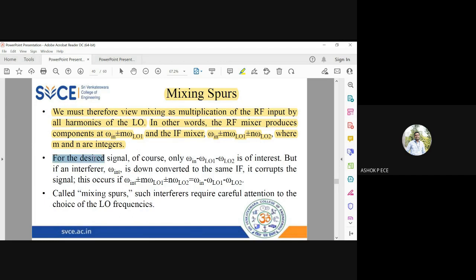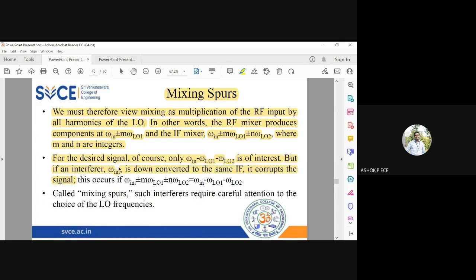For the desired signal, see here, m value equal to 1 and n value equal to 1. If you put m equal to 1, n equal to 1, and if you ignore all the plus signs, you get omega in minus omega LO1 minus omega LO2. Omega in minus omega LO1 is your first IF. And this signal minus omega LO2 is going to be your second IF. So if you have an interferer omega INT, it is converted to the same IF, it corrupts the signal. That's what we said, an in-band interferer.